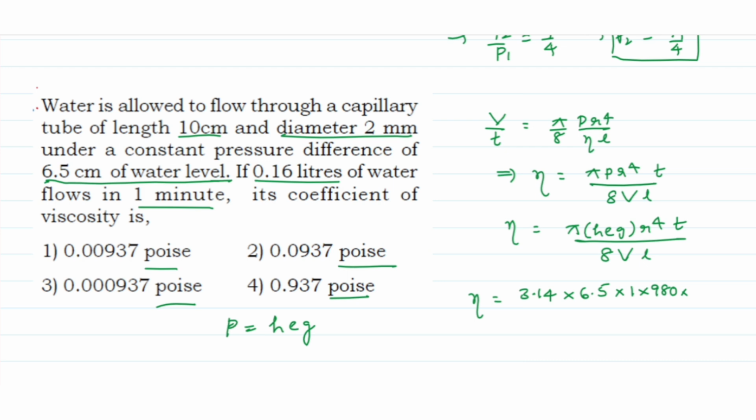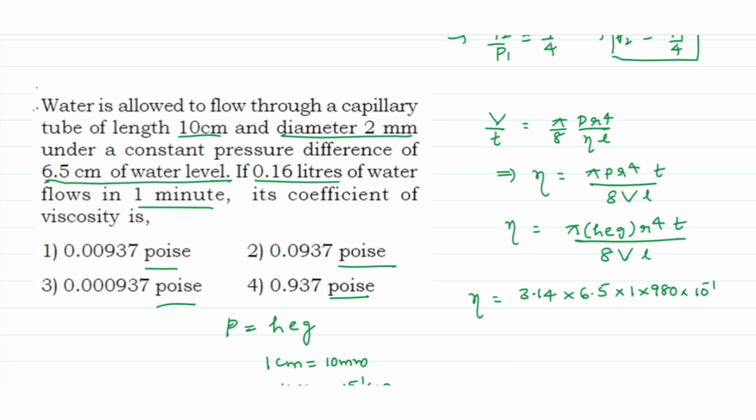So here you can write 1 whole power 4, you can take 1 millimeter. One more thing: here it's given in millimeters. 1 centimeter is equal to 10 millimeters, so you are converting into centimeters. So 1 millimeter you can write as 10 power minus 1 centimeter.